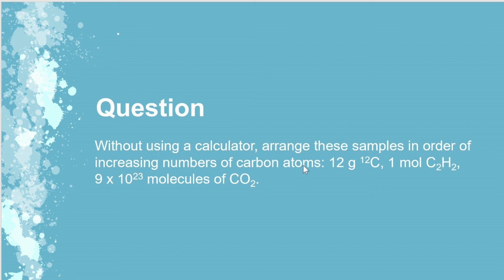numbers of carbon atoms. So the first one is 12 grams of carbon 12, 1 mole of ethane, and 9 times 10 to the 23 molecules of carbon dioxide, right? And so go ahead, take a second and see if you can place them in order of increasing number of carbon. So here, carbon dioxide, carbon, and carbon 12.